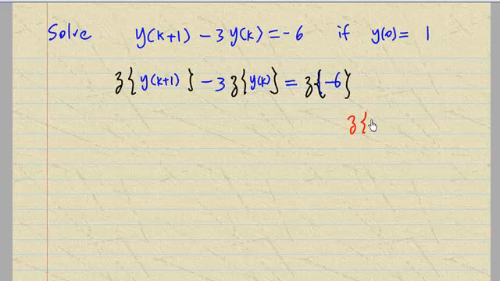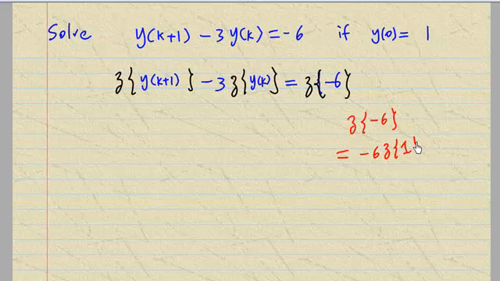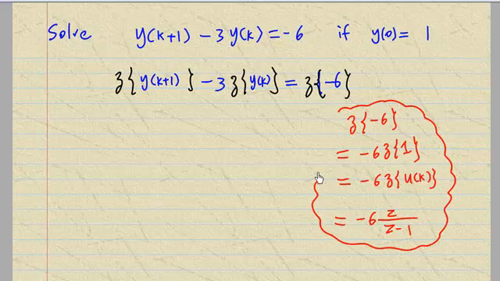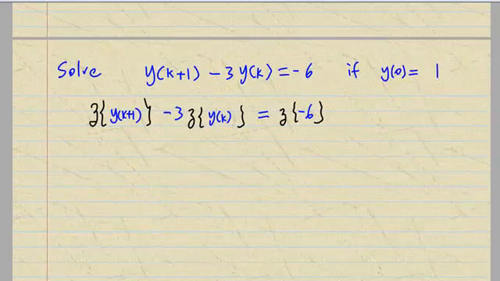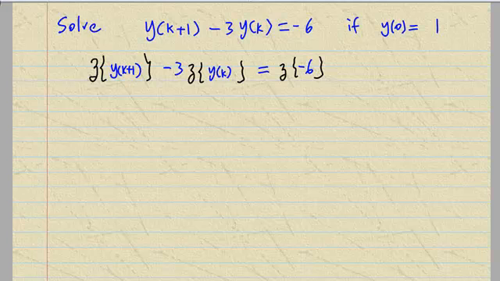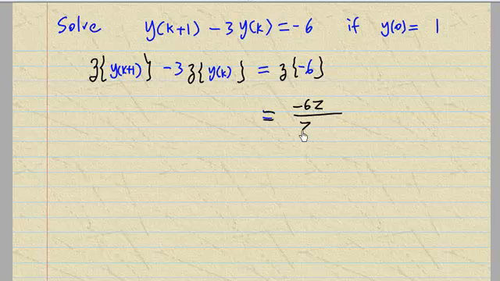We know that the Z transform of negative 6 is equal to minus 6 times the Z transform of 1. But 1 is the same as the unit step sequence u k, since u k is equal to 1 all the time. And the Z transform of the unit step sequence is Z over Z minus 1. Therefore, putting this to the right hand side, the Z transform of minus 6 is equal to minus 6Z over Z minus 1.